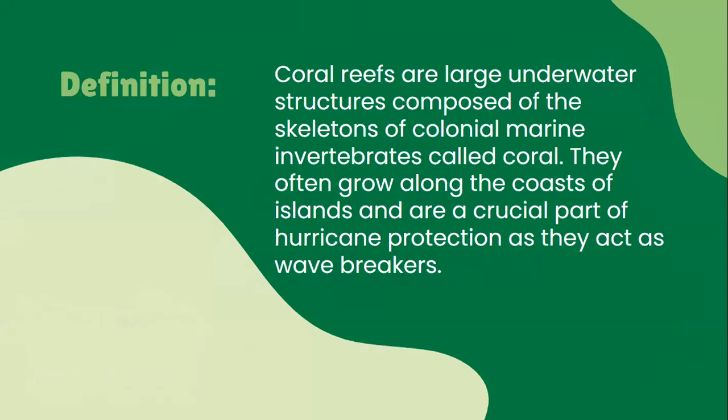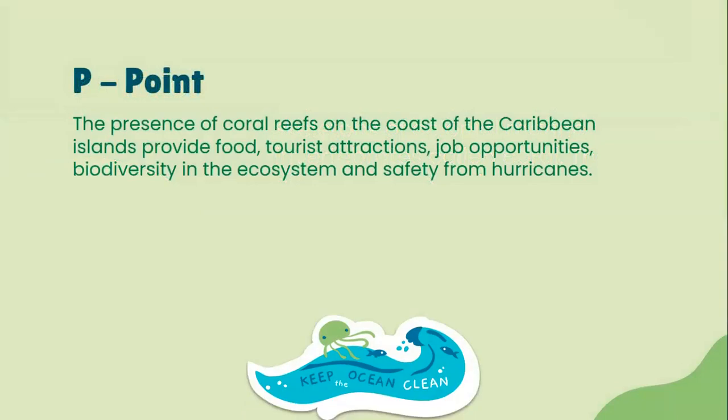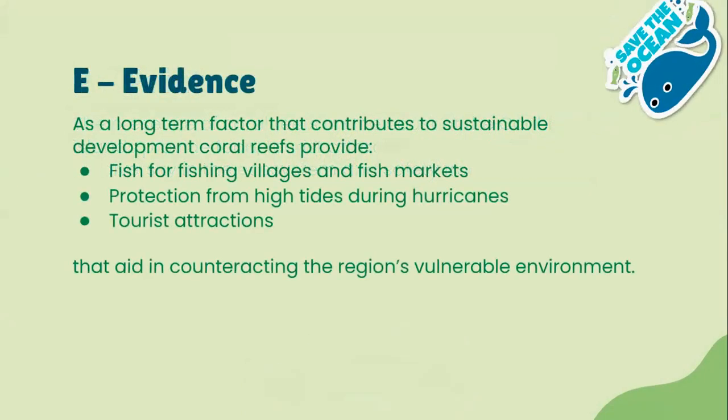Coral reefs are large underwater structures composed of the skeletons of colonial marine invertebrates called coral. They often grow along the coast of islands and are a crucial part of hurricane protection as they act as wave breakers. The presence of coral reefs on the coast of the Caribbean islands provides food, tourist attractions, job opportunities, biodiversity in the ecosystem, and safety from hurricanes.